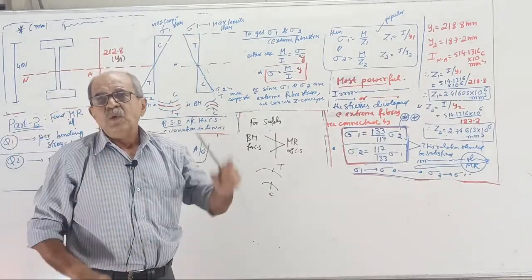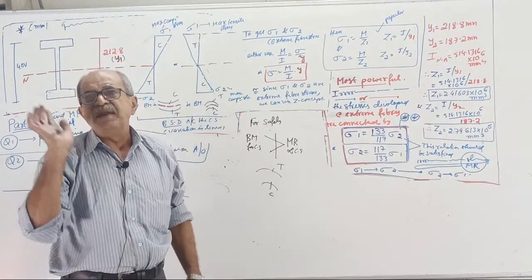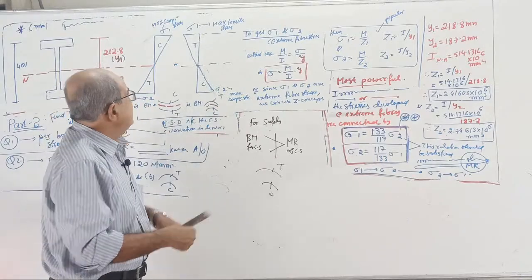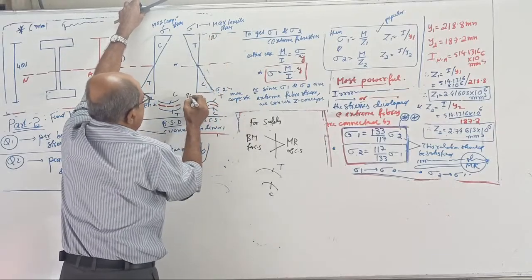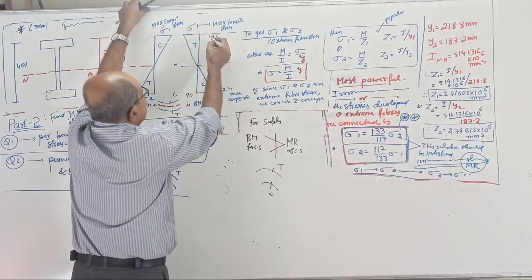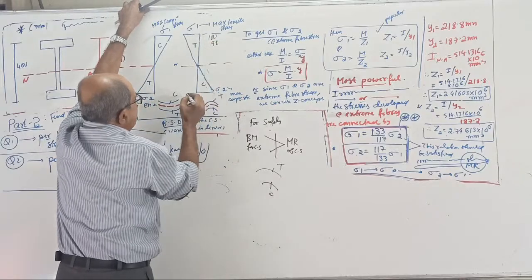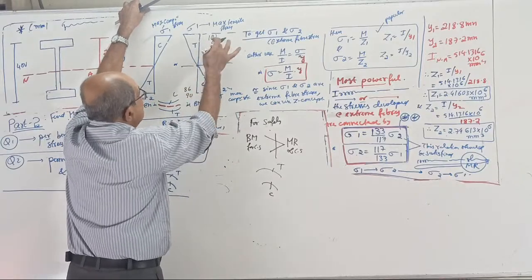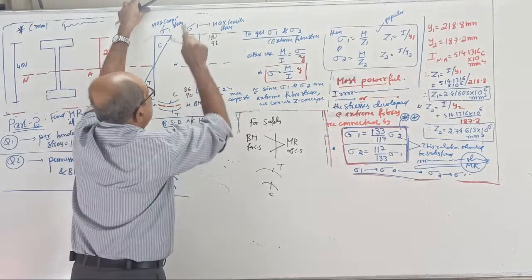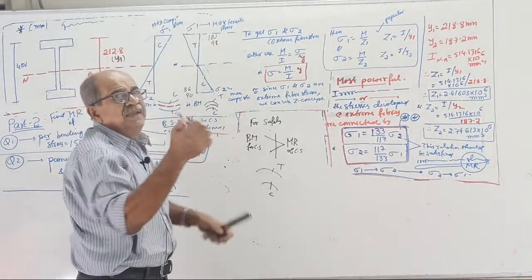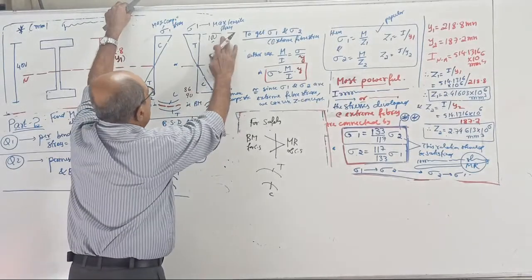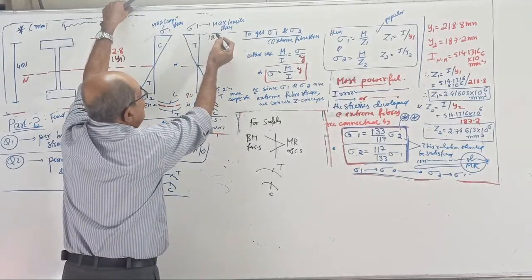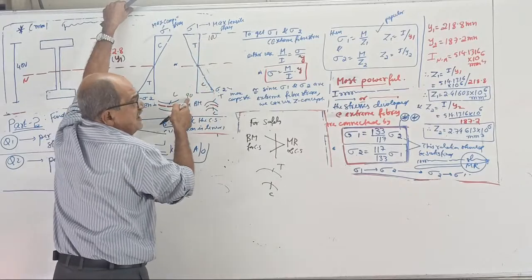And one more thing: one of them should reach the limit. Why? Suppose, imagine, permissible is 100 here and permissible is 90 here, just for fun. Suppose the stress becomes 98 here and 86 here. No doubt, it is safe, but this is not the maximum BM it can resist. A little more capacity is there. So what you have to do? Either this should reach 100 or this should reach 90.